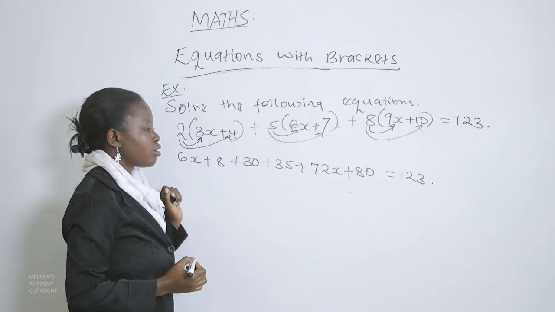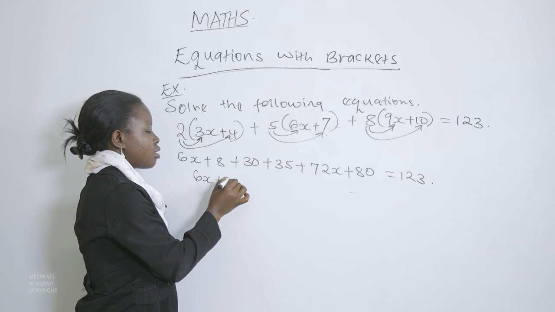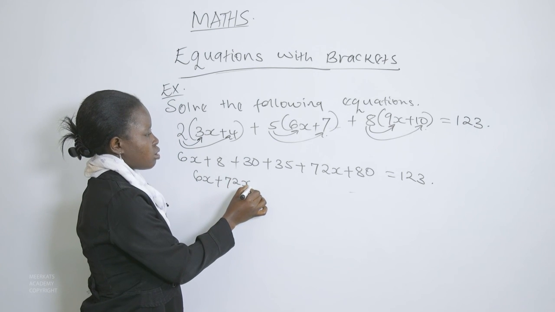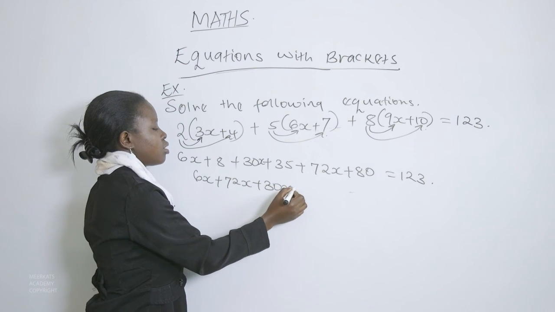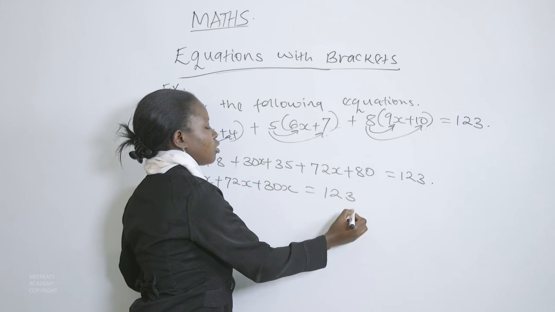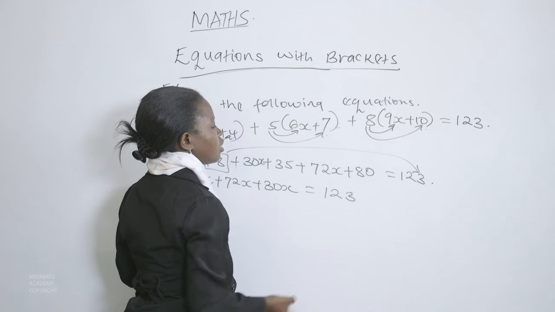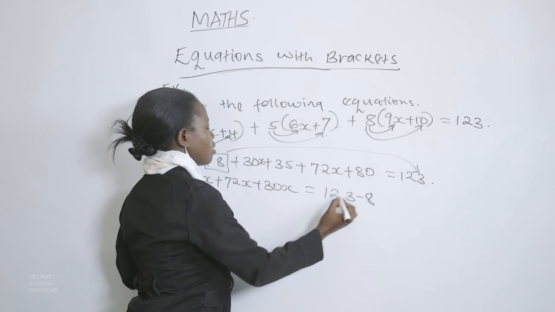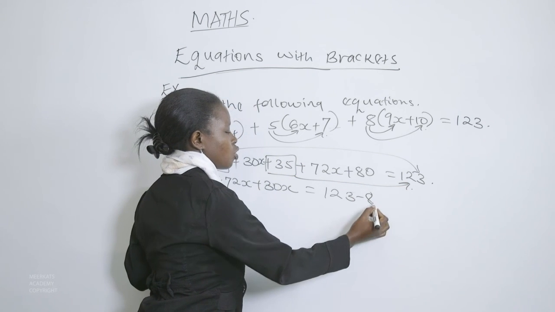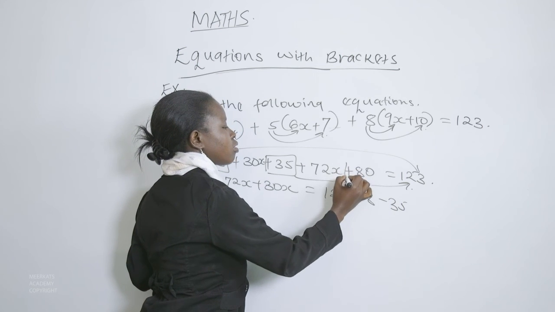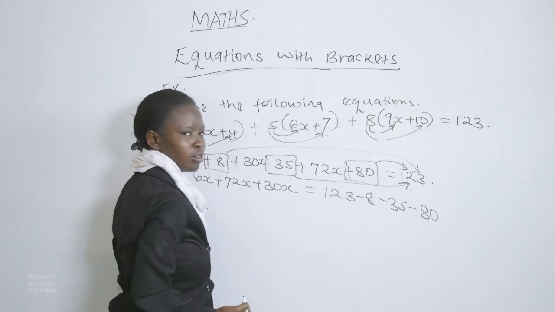123. So having that, we are collecting the like terms, so that this is 6x plus 72x plus 30x will be equal to 123. This is plus 8. When plus 8 crosses to the other side of the equation, it will be minus 8. This is plus 35. When it crosses to the other side of the equation, it will be minus 35. Then this is plus 80. When it crosses to the other side, it will be minus 80.